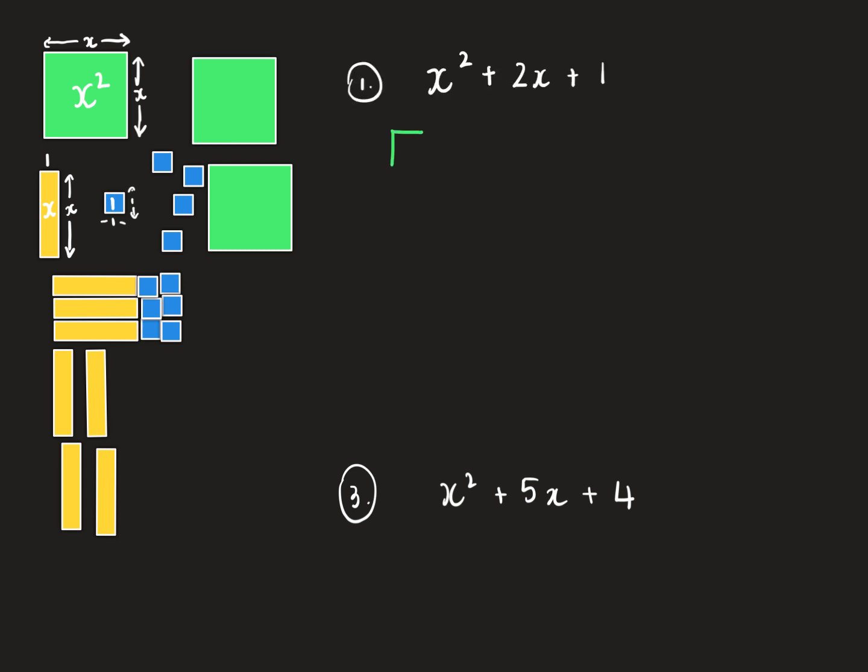For this first one, I'm just going to draw some pictures. We've got x squared, that's one of those. We've got 2x, so 2 yellow ones. I'm going to put one here and one there. Then we've got one little blue one that will go there like that. So what do we have here? X plus 1 up there. Oh look, and x plus 1. This is equal to x plus 1, lots of x plus 1.